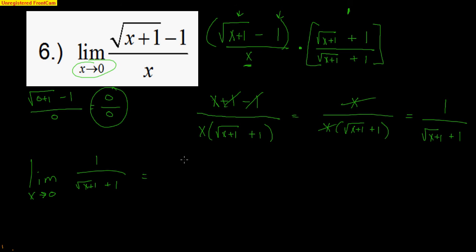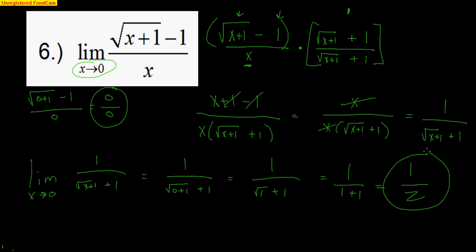Now let me replug in 0. I get 1 over the square root of 0 plus 1, plus 1. That's going to be the square root of 1, which is really just 1, plus 1. So I get 1 over 2. There is my answer. Very, very, very nice and very, very, very simple.